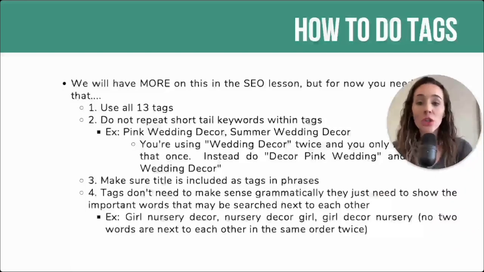Example would be girl nursery decor girl, girl decor nursery. So no two words are next to each other in the same order twice. So you're mixing them all up, you're jumbling them up so that any combination of the two words next to each other will capture your listing.